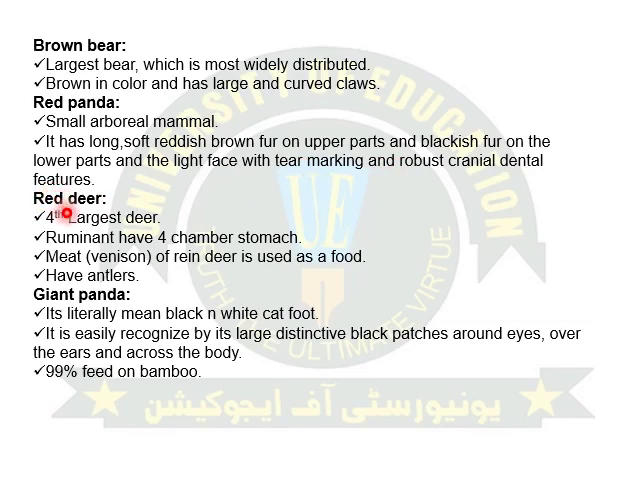The third animal is red deer. It is the fourth largest deer in the world. The red deer is a ruminant having a four chambered stomach. The meat of reindeer is used as food. Red deers also have antlers.